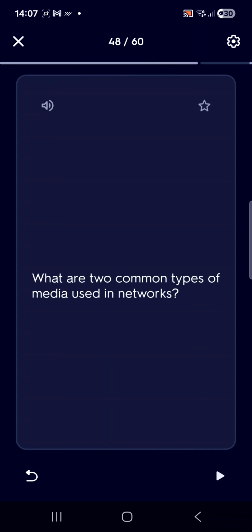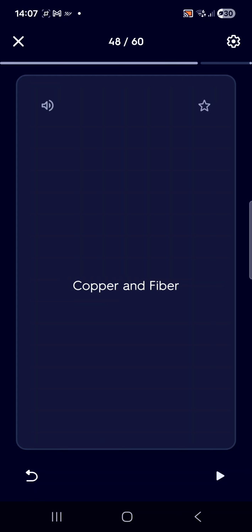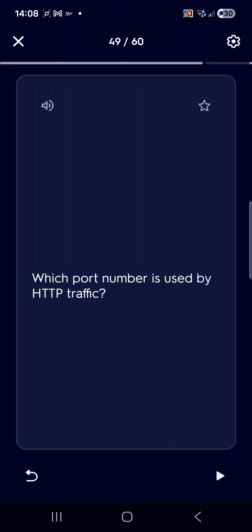What are the two common types of media used in networks? That would be the copper and the fiber. Those are the two common types of media used within networks.